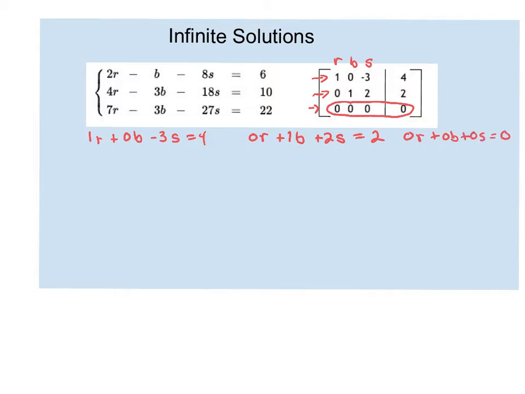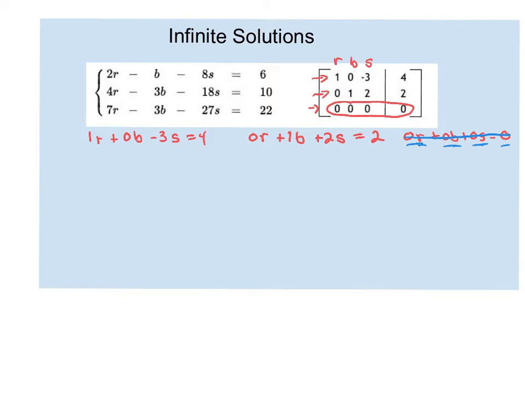Now, this last one doesn't really give us much to go on because anytime you multiply 0 by a number, it's going to equal 0. So any values of r, b, and s will still give me the answer of 0. So that doesn't help us solve an equation.